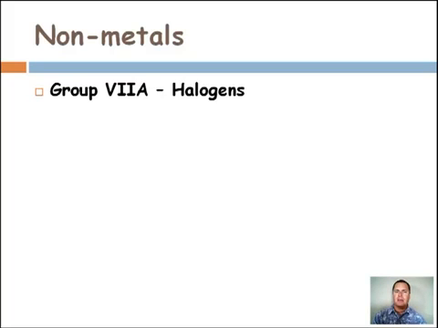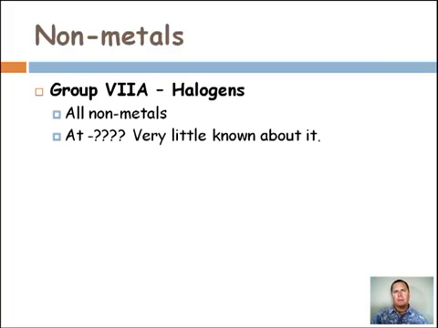Group 7A is the halogens. Okay, these are all nonmetals. And if we look at the bottom of the halogens, we have astatine. Now, astatine I put a question mark because we're not sure if it's a nonmetal or metalloid. The actual thinking right now is it probably falls more into metalloid. Remember, there's such a small quantity of it here on Earth that we don't know a whole lot about it.